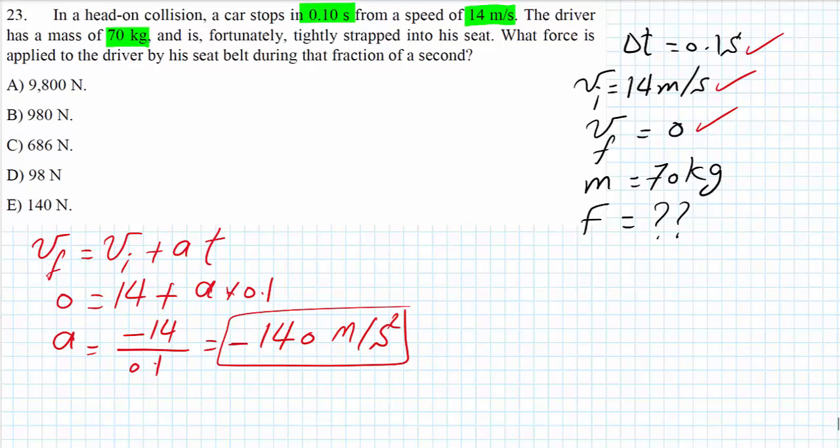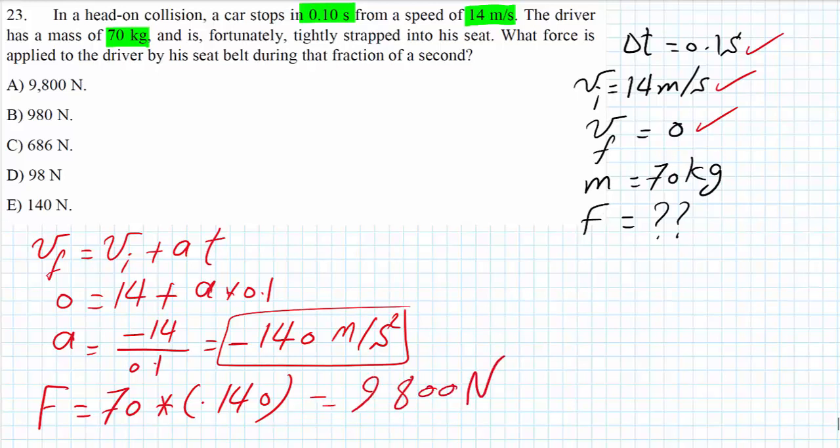Then the force equals mass times acceleration. So the force is the mass of the object, which is 70, times the acceleration, which is negative 140. You can remove the negative if you want, because it just indicates the direction of the force and the direction of acceleration, which we don't need it here. So it's 70 times 140 gives you 9,800 Newton. So number A is the right answer. So this is the first method.